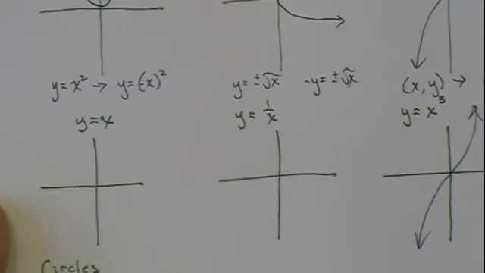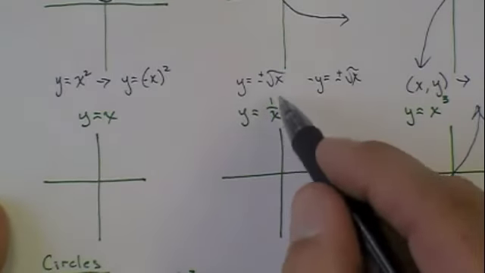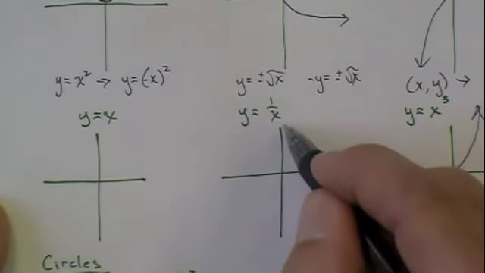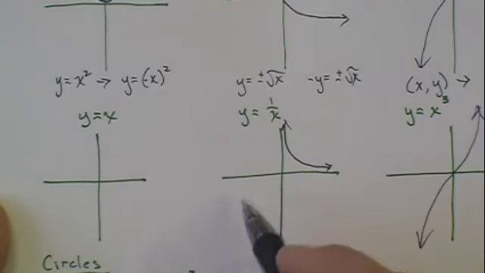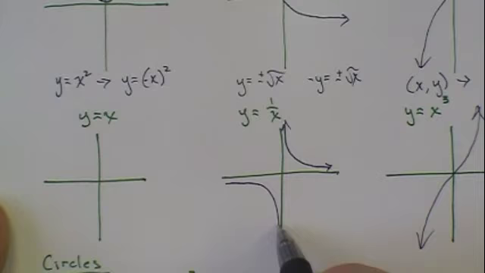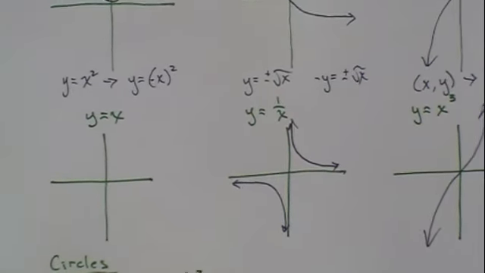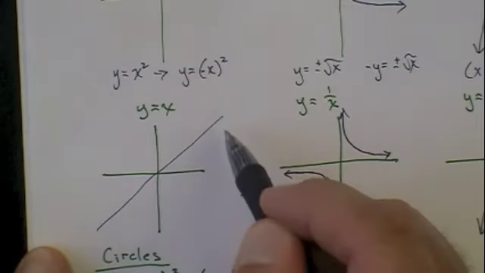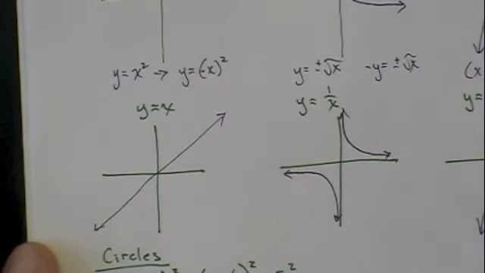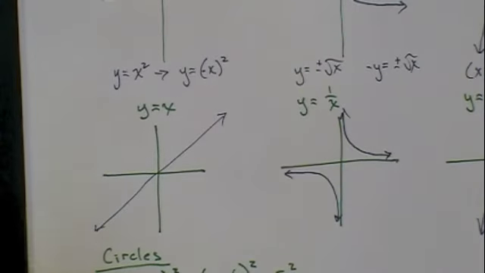Other key graphs that we'll use, y equals 1 over x. Remember, we have asymptotes at the x and y axis here, so that would be our graph for y equals 1 over x. And y equals x, we just have a line coming across here going through the origin where our x and y values are all the same.